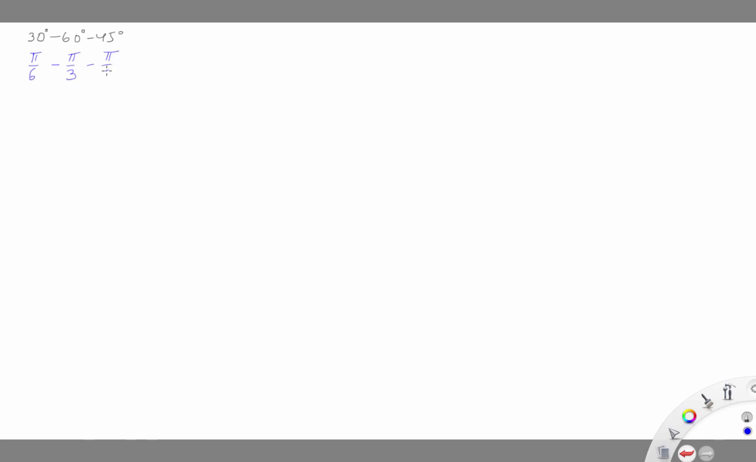I'm losing my mind. I'm not really making sense. Okay, so 45 degrees fits 4 times inside 180 degrees. Therefore, 45 degrees is pi over 4 radians.